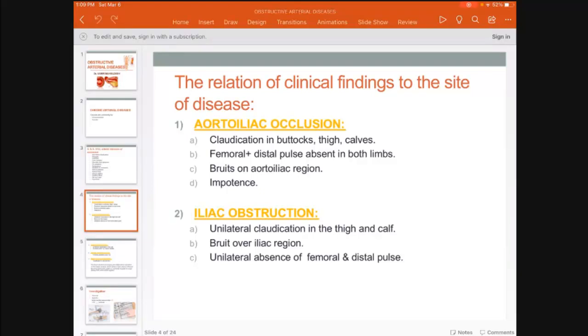Second one, when we have an iliac obstruction, either left common iliac or right common iliac, here we have only unilateral claudication in the thigh and the calf, not in the buttock, always one joint below the occlusion. The bruit may be over the iliac region, and there is unilateral absence of the femoral and distal pulses.